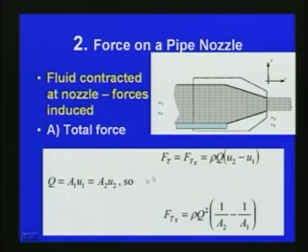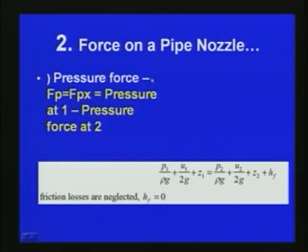If you use the continuity equation, the discharge Q is equal to A 1 u 1 is equal to A 2 u 2. Hence we can write the total force in the x direction, F t x is equal to rho Q square into 1 by A 2 minus 1 by A 1, as shown in this slide. Like this we can find out the total force, and then as far as the pressure force is concerned.